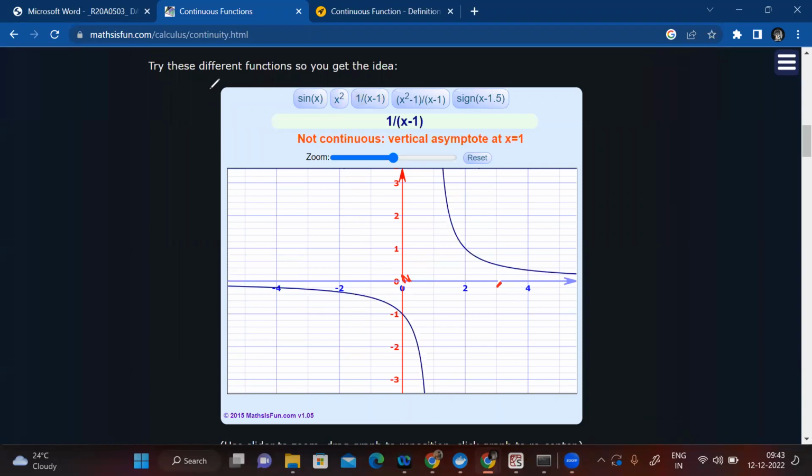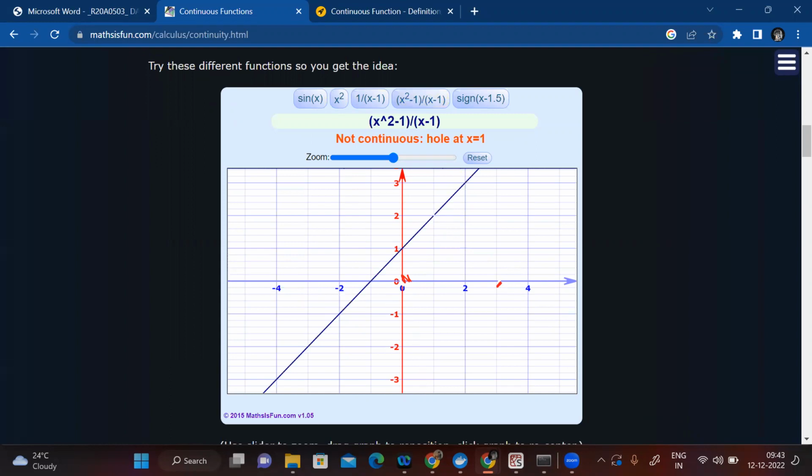What if I take 1 divided by x minus 1? This is not an example of continuous. You can see we have two different plots. If you take this one, this is again not an example of a continuous function. Why? Because this is not defined at this point. This is not defined at 1. There is a hole actually. So this is not an example of a continuous function.